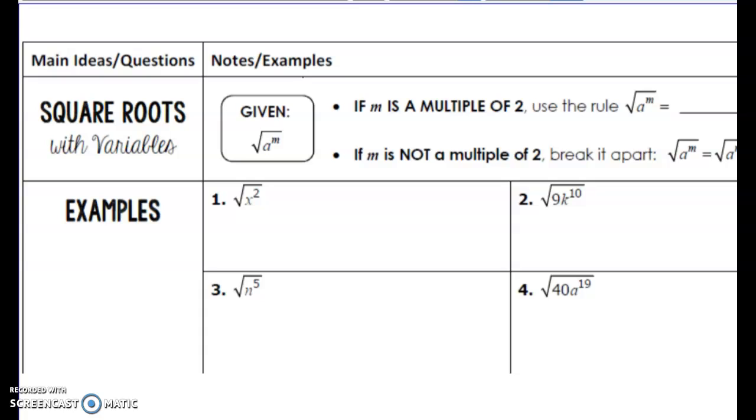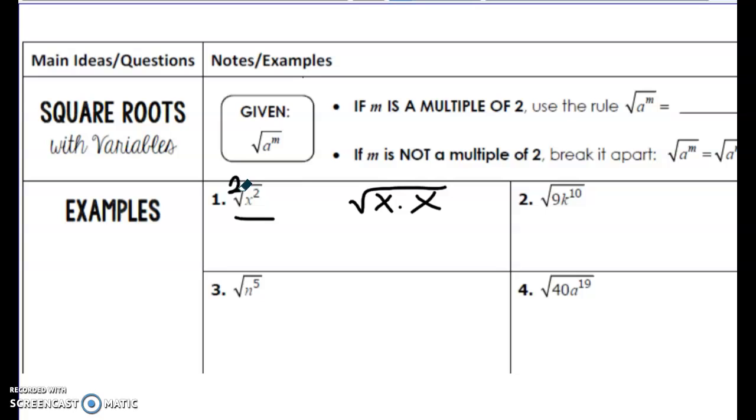So we're going to spend just a little bit of time going through and finding some square roots when there are variables. So this first one right here, it says x squared. I think the best way to start doing this is to know that that means the square root of x times x. Well, a square root, we could put a little 2 there, and that really just means that we're finding sets of 2.